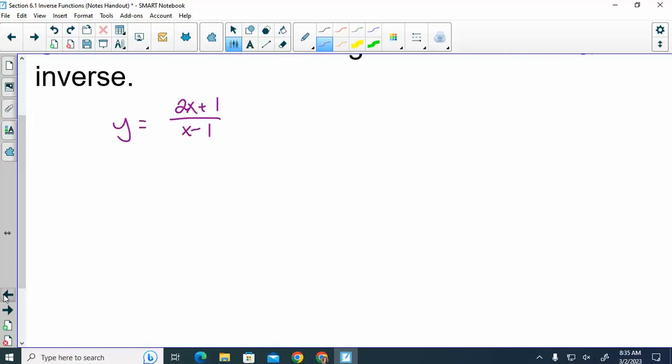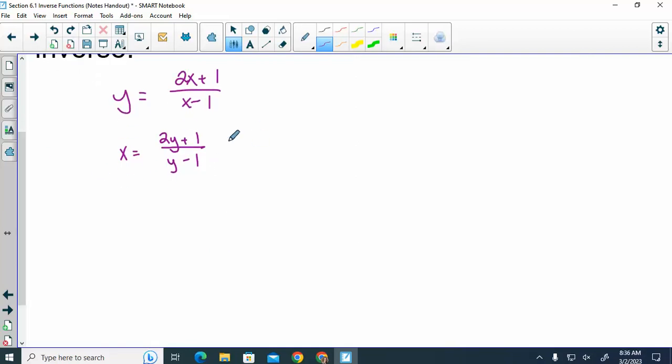Next step, switch the x and y. Because there's 2 x's, both of those get switched to a y. Now I have to solve for my y. So I'm going to multiply the denominator over. If I distribute, we get xy minus x equals 2y plus 1.